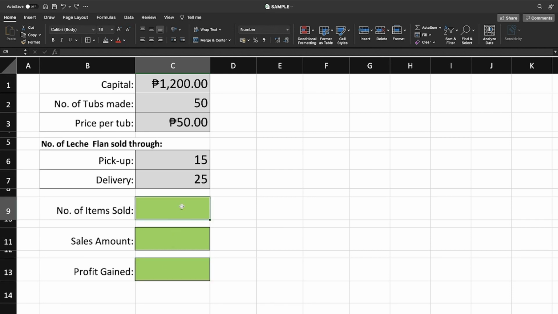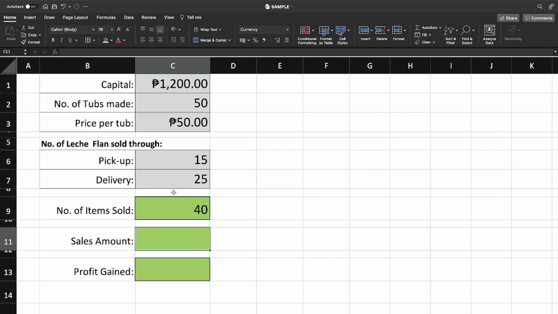Now let's try items sold. Anong mathematical operator ang gagamitin natin dito? Definitely we are going to use addition. So always start with the equal sign, the cells involved, your mathematical operator, which is the plus sign, and then the other cell involved. And then click enter. So definitely he has sold 40 items, or 40 tabs of the leche flan.